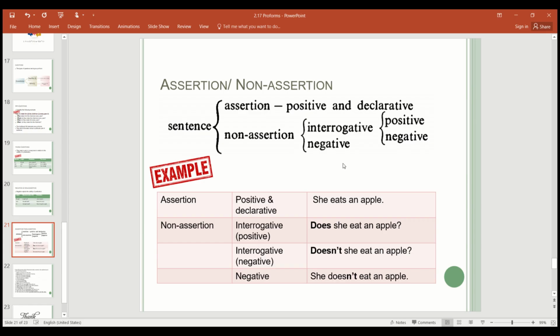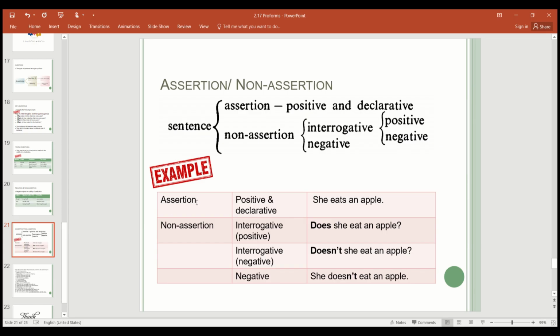This topic is a bit important. I need your attention. In Quirk, sentences are categorized into assertion and non-assertion. Assertion means that the sentence is declarative and positive, while non-assertion means that the sentence is not a declarative sentence. We're not asserting or providing facts. We're just asking a question or negating the sentence. So with the non-assertion form of the sentence, we have either interrogative in both positive and negative forms, or a negative sentence. Let's take some examples.